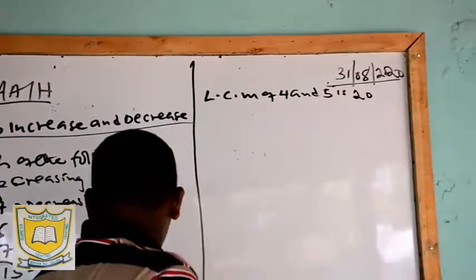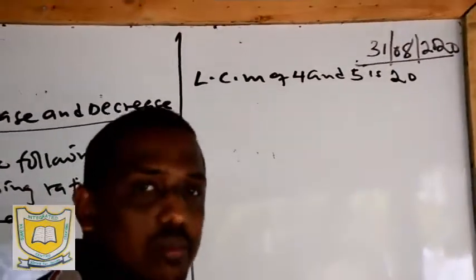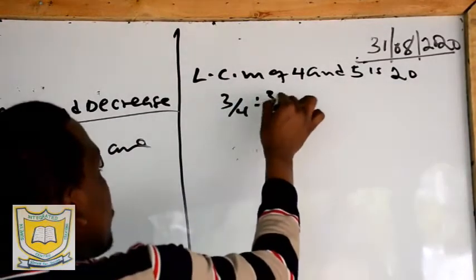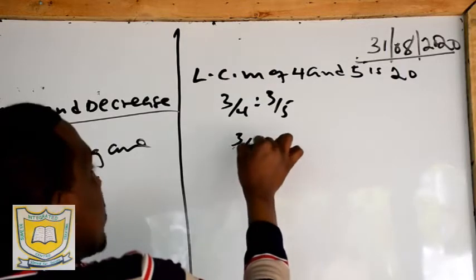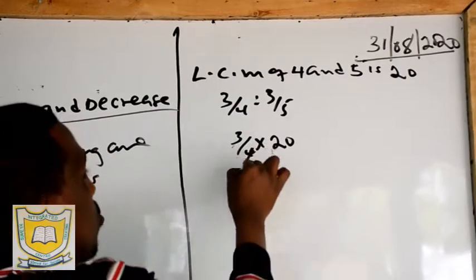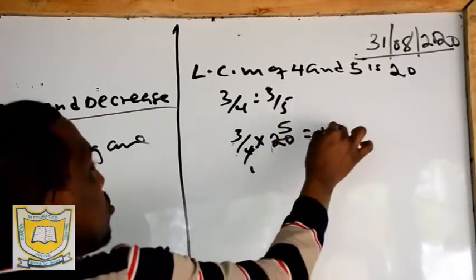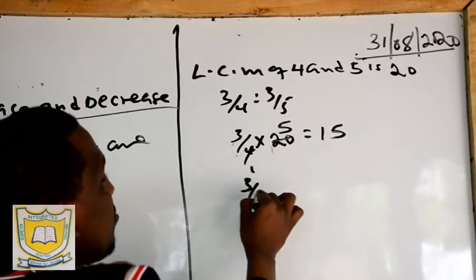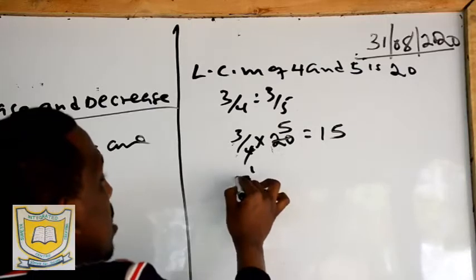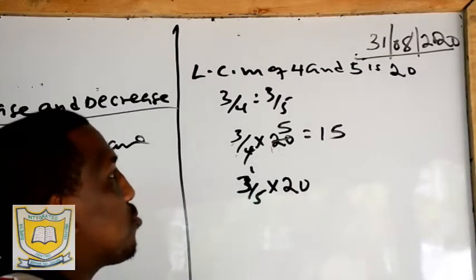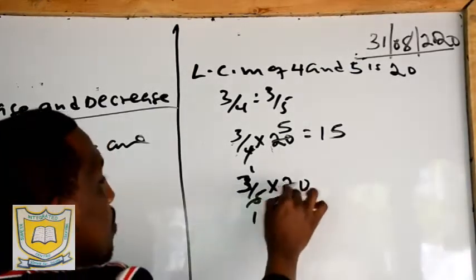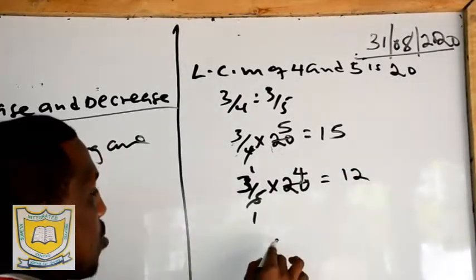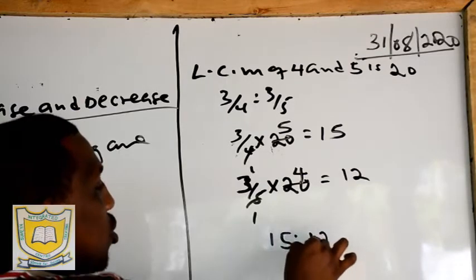So what do we do now? We multiply each one by the LCM. It was 3/4 and 3/5. So you say 3/4 multiplied by the LCM, 20/1, which is equal to 15. Then the other one, 3/5 multiplied by 20/1, 4 times 3 is 12. So it becomes 15 to 12.